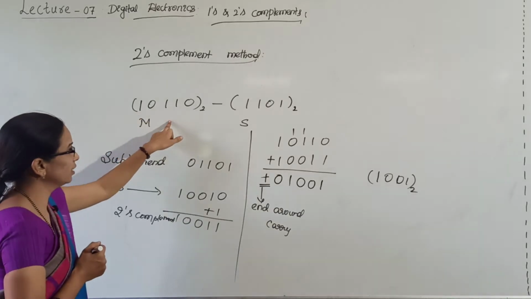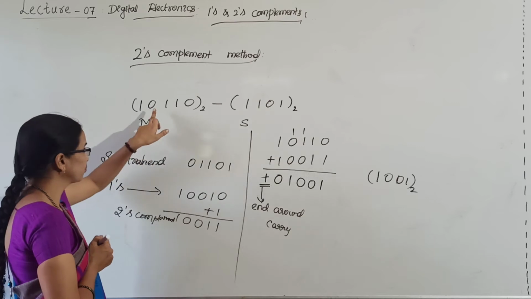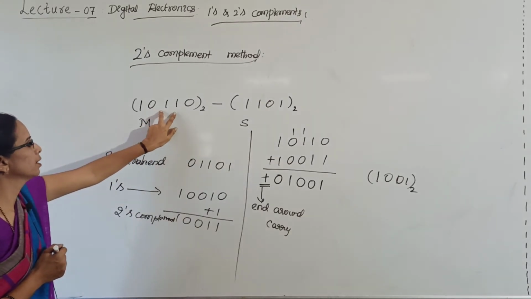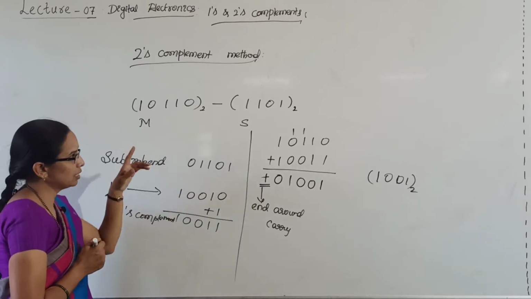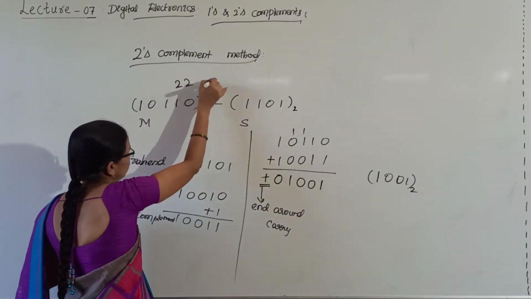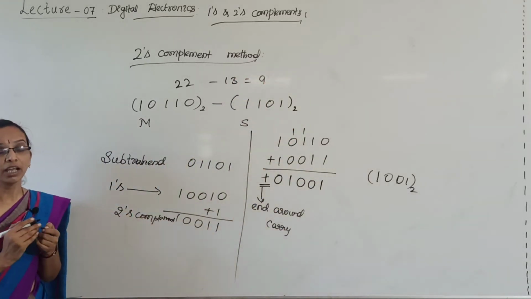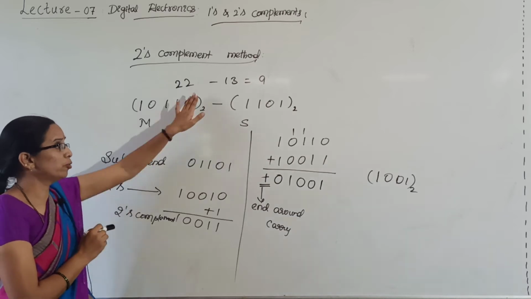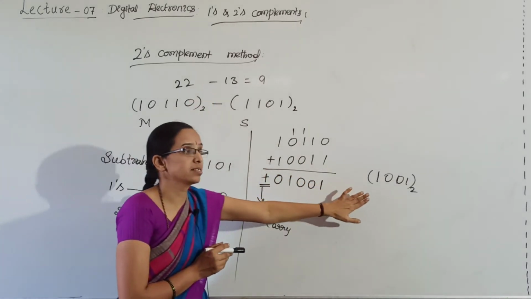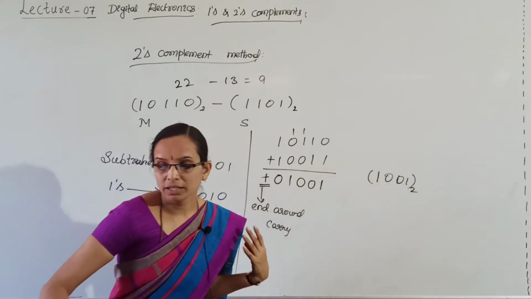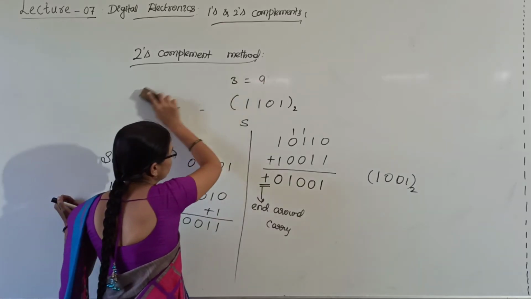If you want to check, convert this into decimal. This will be decimal 13 and this is 16 plus 6, 22. 22 minus 13, you should get 9, and we have got 9. If you want, do the same problem using the 1's complement method of subtraction, you will get the same answer. Okay, now we will solve some more problems on the 2's complement method of subtraction.